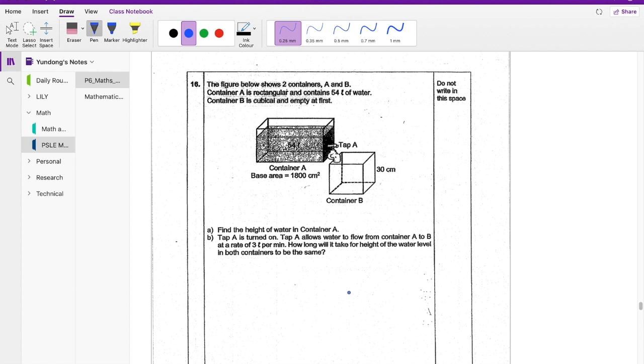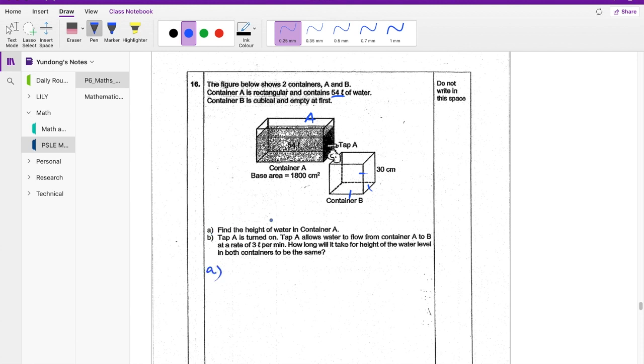Okay, question 16. The figure below shows 2 containers. This is A and this is B. Container A is rectangular and contains 54 liters of water. Container B is cubical. Cubical means these 3 sides are the same length, 30, 30, 30, and it is empty at first. So find the height of water in container A.